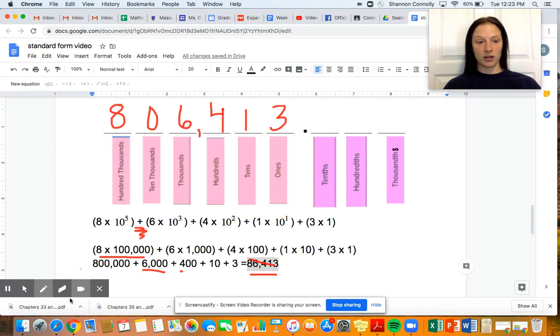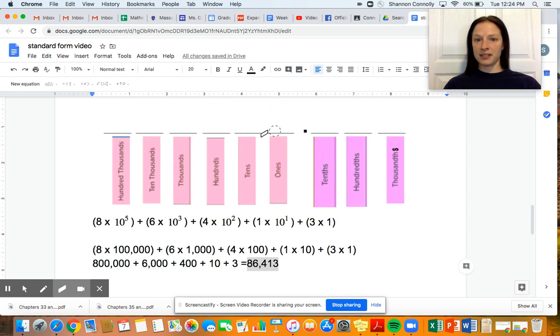All right, so we're gonna look at one more, and then if you are in my class or my school, you're off to work. If you are not and you're watching this because you love math, you can go to commoncoresheets.com and look up standard form, and I bet you they have some worksheets you can practice, or you can make up your own and practice those.